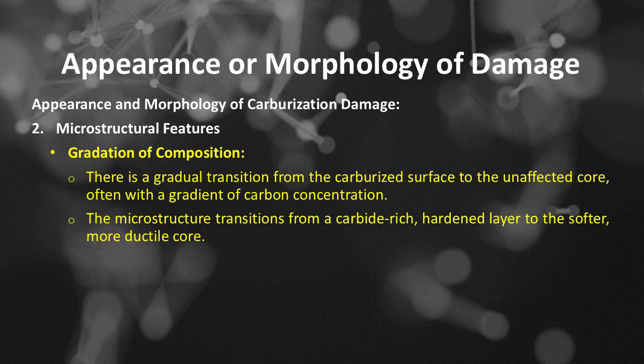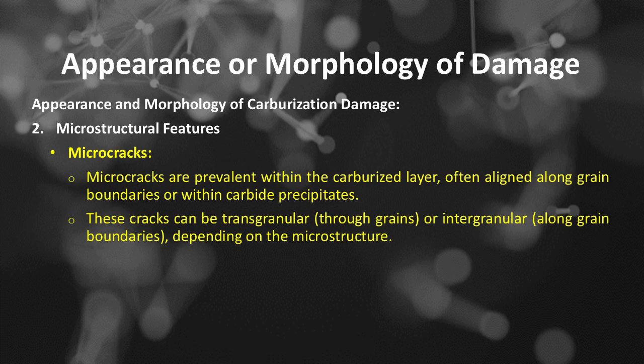The second of microstructural features is gradation of composition. There is a gradual transition from the carburized surface to the unaffected core, often with a gradient of carbon concentration. The microstructure transitions from a carbide-rich, hardened layer to the softer, more ductile core. The third of microstructural features is microcracks. Microcracks are prevalent within the carburized layer, often aligned along grain boundaries or within carbide precipitates. These cracks can be transgranular, through grains, or intergranular, along grain boundaries, depending on the microstructure.